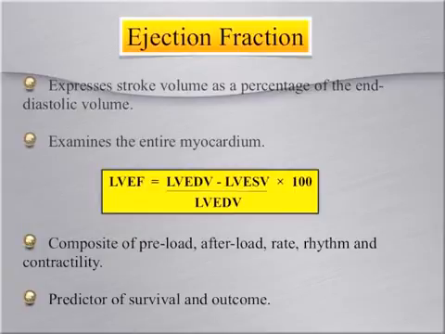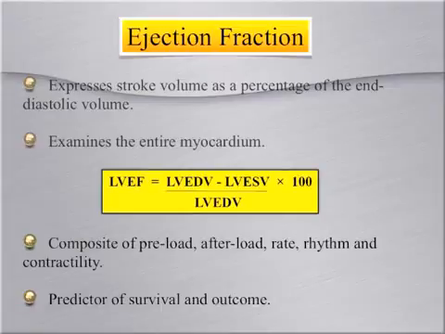Ejection fraction is the most common method for quantifying LV function. It expresses stroke volume as a percentage of LV end diastolic volume and takes into account the entire LV myocardium. It is calculated by subtracting LV end systolic volume from LV end diastolic volume, then dividing by LV end diastolic volume and multiplying by 100.